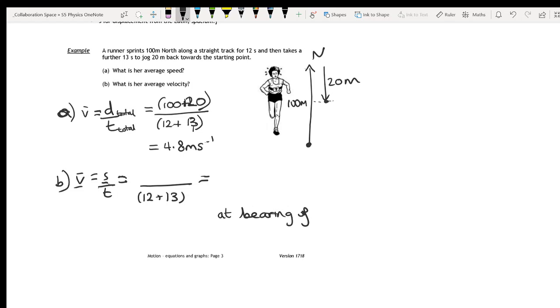So the total distance is 100 plus 20. And the total time, it takes 12 seconds to go 100 metres and then 13 seconds to do this extra 20 back the way. So the total time is 12 plus 13. So it's 100 plus 20 divided by 12 plus 13, which comes to 4.8 metres per second. Everyone happy with that?